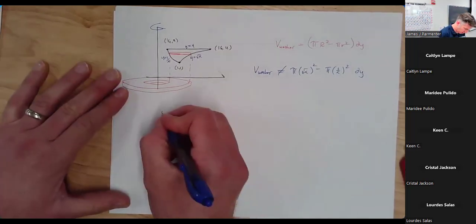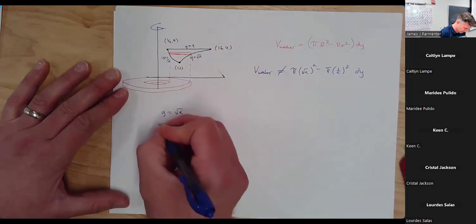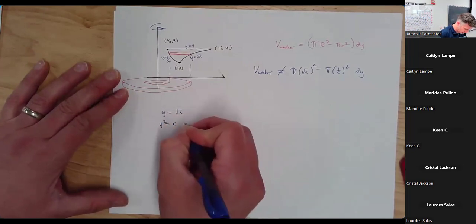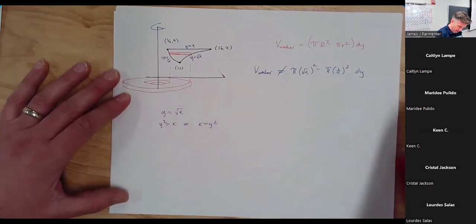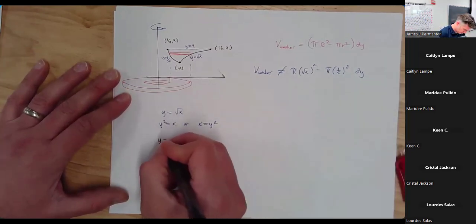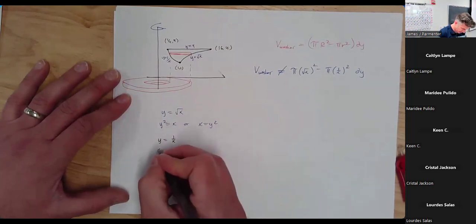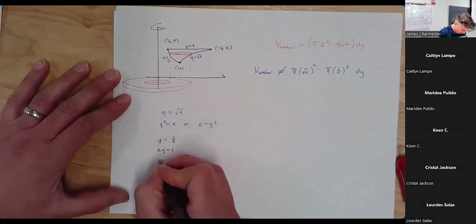So instead of writing y equal root x, we're going to square both sides and get y squared equal to x, or x equal to y squared. And instead of doing y equal to 1 over x, we're going to solve for x. We're going to get x times y equal to 1, or x equal to 1 over y. We're going to use that.